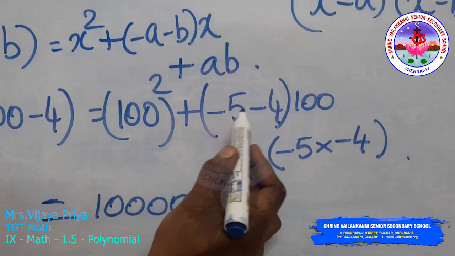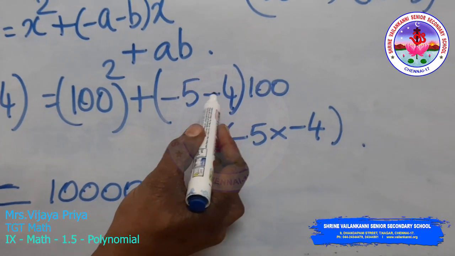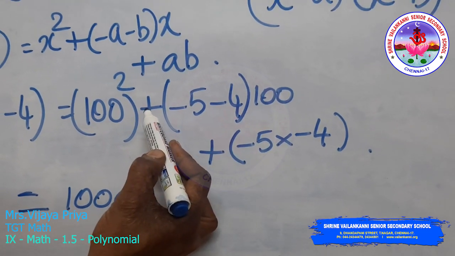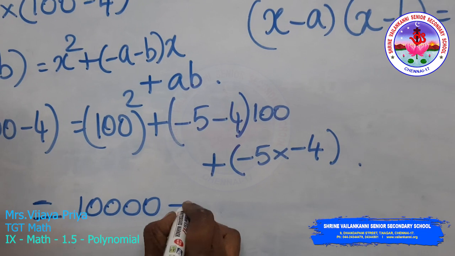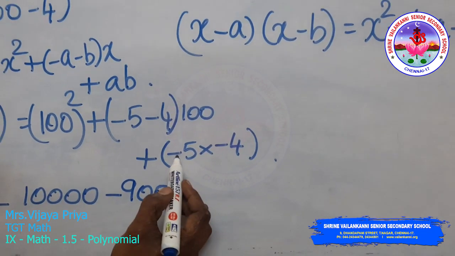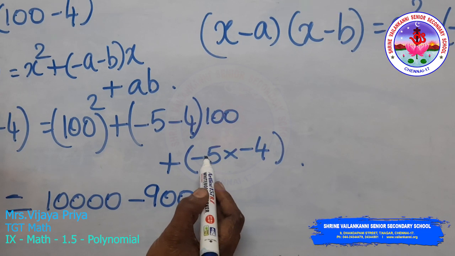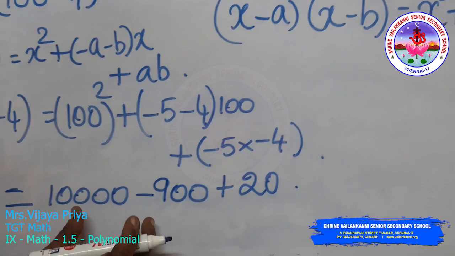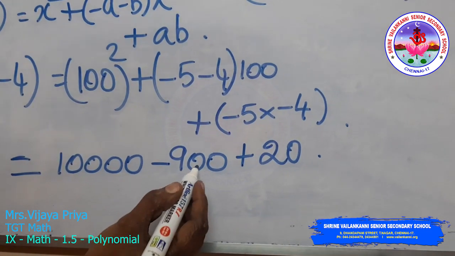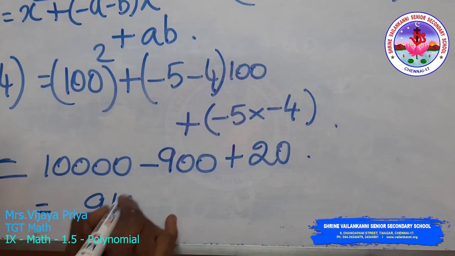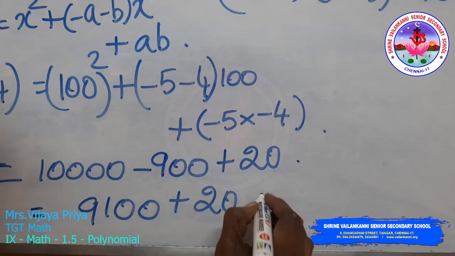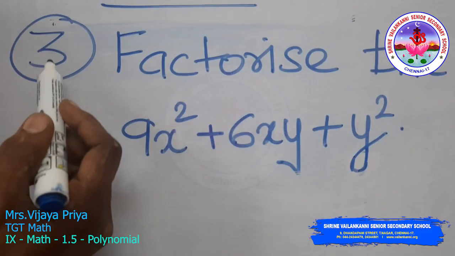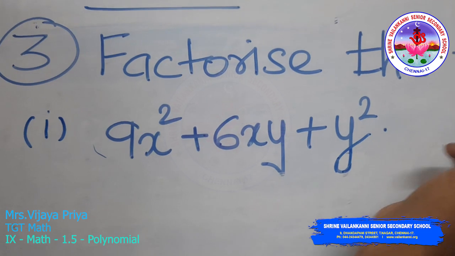So you will have 100 squared, which is 10,000. Minus 5 minus 4 becomes minus 9, and minus 9 into 100 is minus 900. Plus into minus, so you get minus 900 for the second term. The third one is minus 5 into minus 4, which becomes plus 20. Subtracting 10,000 minus 900, I get 9,100, and the last term is 20, so the answer is 9,120.